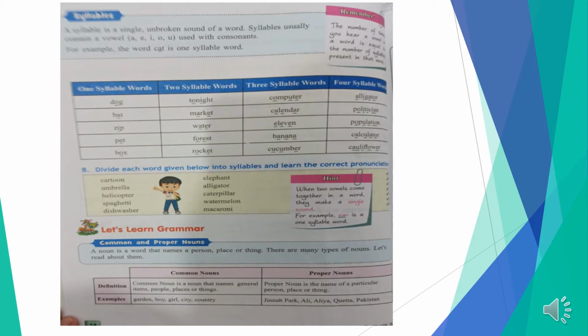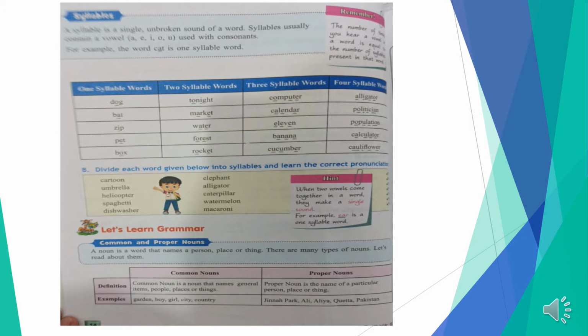And all the rest of the alphabets are known as consonants. So total consonants are 21. Here you can see some of the examples in the given box. One syllable words are dog, bat, zip, pet, box. Two syllable words are tonight, market, water, forest, rocket.